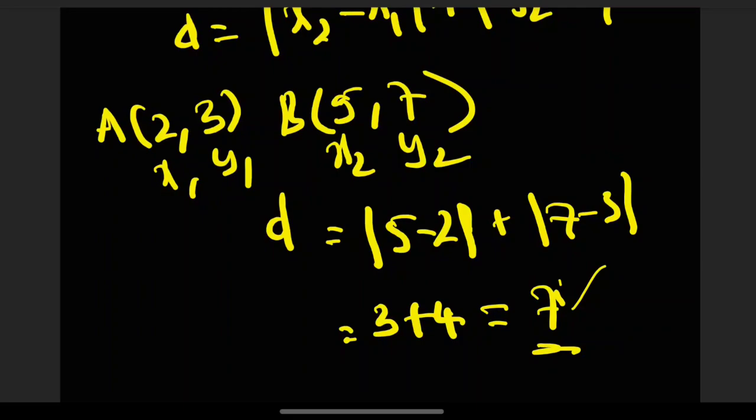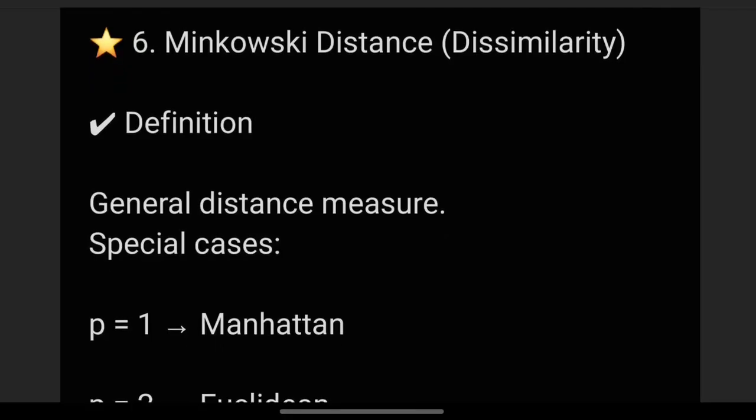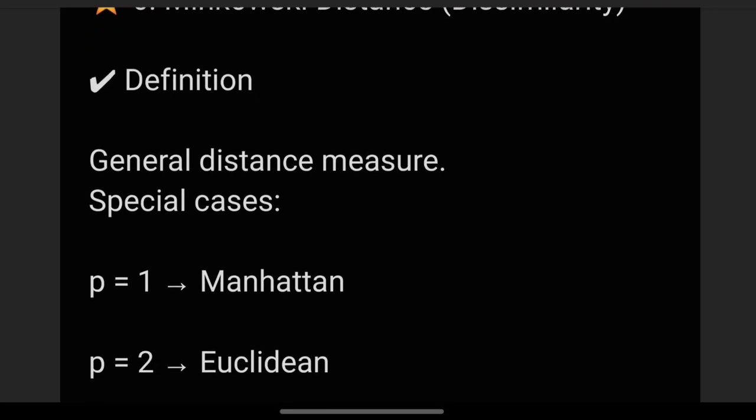This is how you need to calculate the Manhattan distance. The values are differing, right? So how far they are differing, that is what we calculate in dissimilarity. Whereas how far they correlate, how far they are similar, that is what we calculate in similarity coefficients. Okay. Now moving on to another important topic, Minkowski distance. Now this is nothing but a general distance measure.